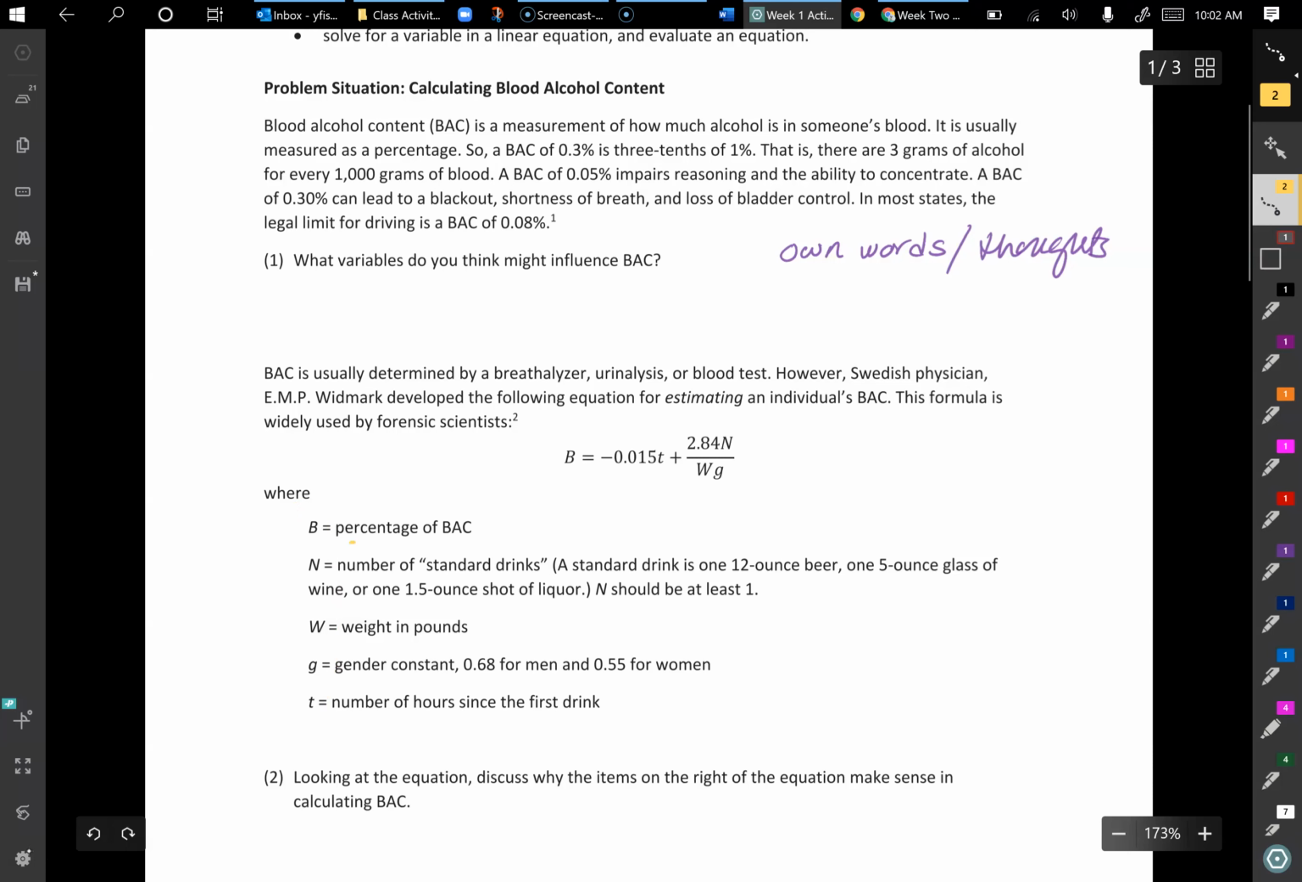B is the percentage of BAC. N is the number of standard drinks, and that's listed out here, what they are. We need to have at least one, or else the formula won't work. W is the weight in pounds of the person. G is a gender constant, 0.68 for men and 0.55 for women. T equals the number of hours since the first drink.